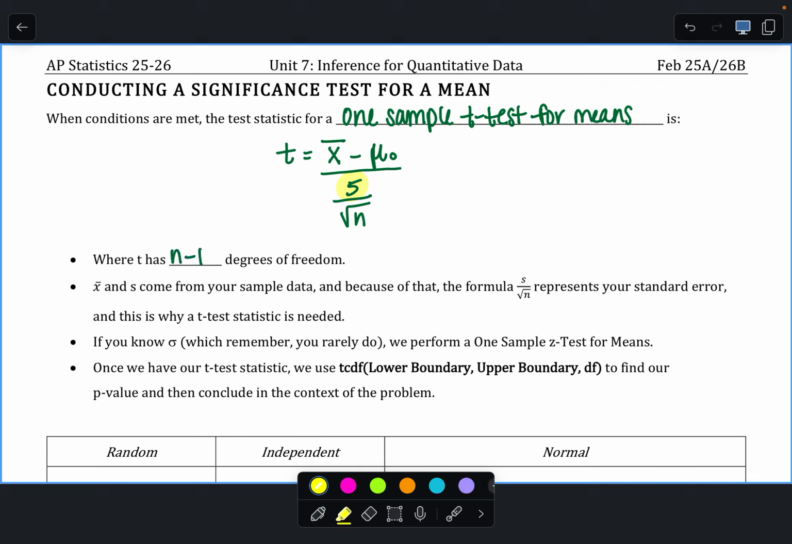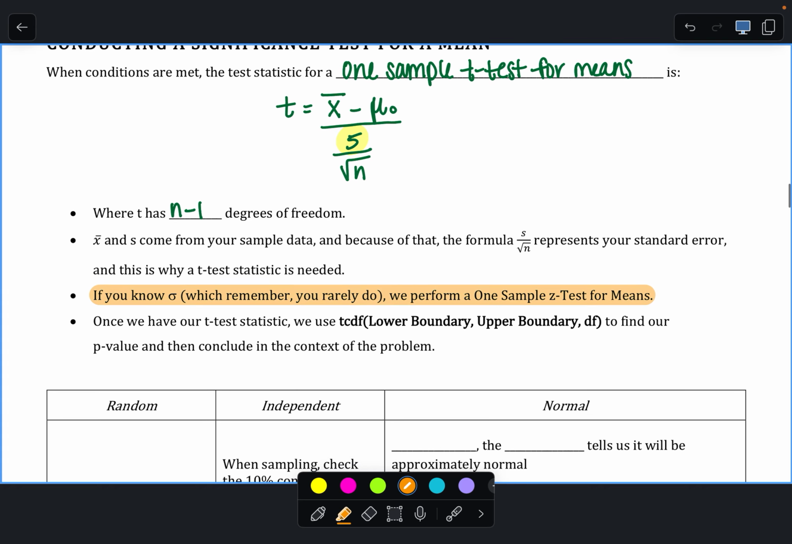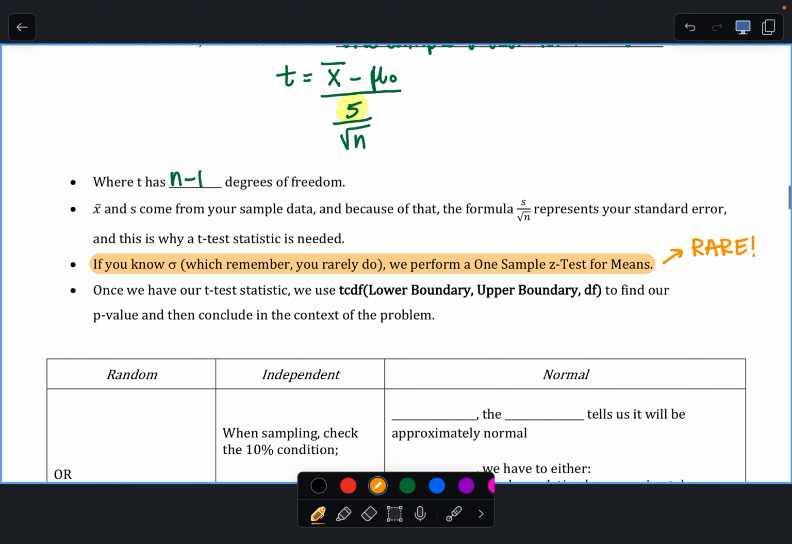And just to reiterate, but not make it a huge deal, if you happen to know the population standard deviation, then you would use a one sample z test for means. This is going to be very, very rare. Like, this is never going to happen. The only time I would expect a question related to this at all is, when could you do this? And it's only if you know the population standard deviation. That is the only time you should use a z anything for means.